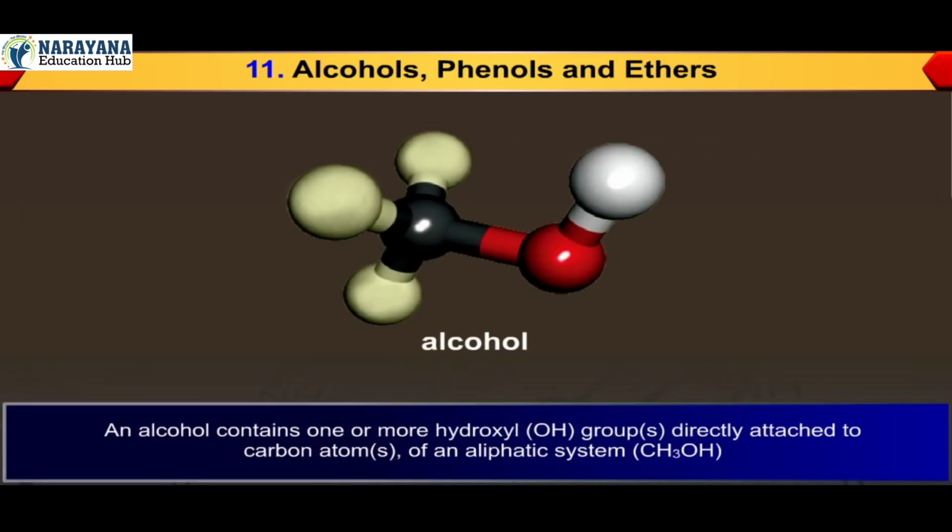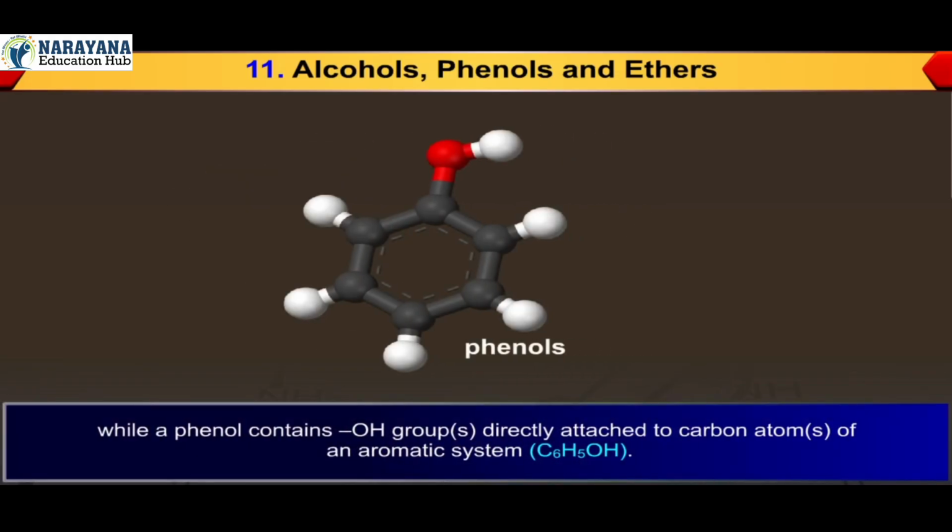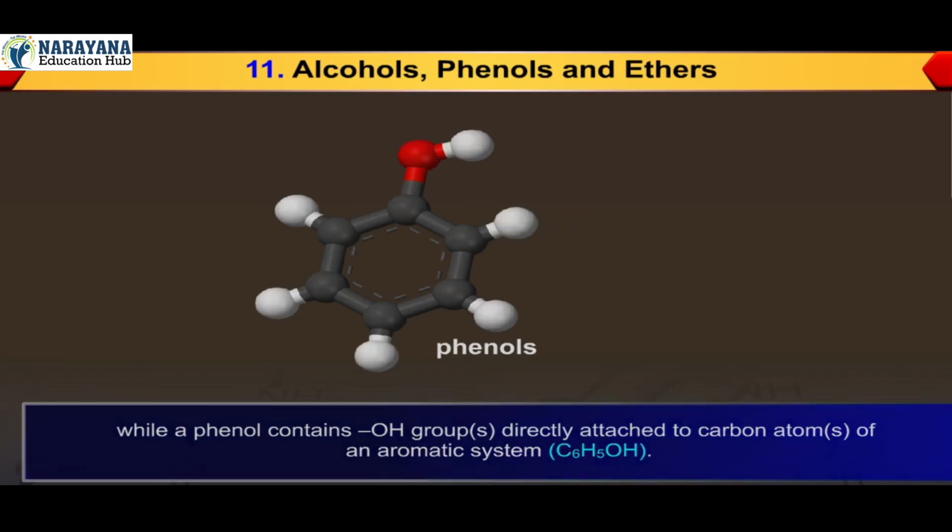An alcohol contains one or more hydroxyl, that is OH groups, directly attached to carbon atoms of an aliphatic system, that is CH3OH, while a phenol contains -OH groups directly attached to carbon atoms of an aromatic system, that is C6H5OH.